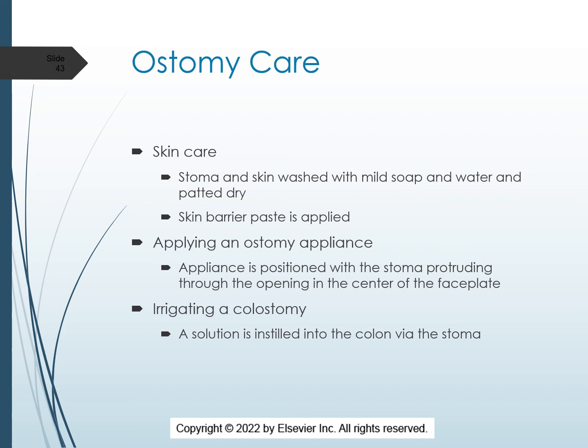Peristomal is around the stoma. This type of care includes assessment of the health of the stoma and then the skin surrounding it. The stoma should appear pink or red. This would indicate adequate blood supply. Always assess the skin around the stoma for any signs of irritation or breakdown. Apply a skin barrier paste with care to prevent any of it from getting on the stoma.